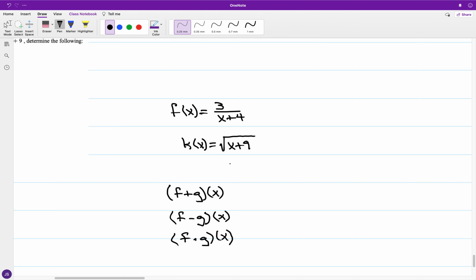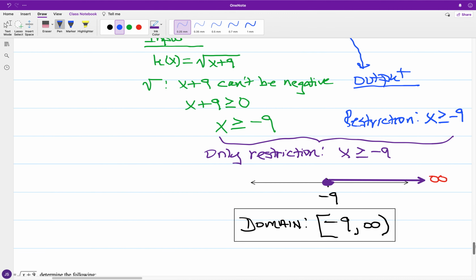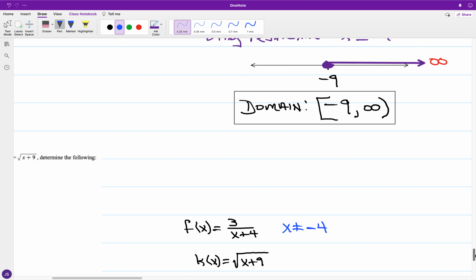Again, for f of x, we have 3 over x plus 4, so the denominator, x plus 4, cannot be 0. So we have x cannot be equal to negative 4. And again, just with k of x earlier, x plus 9 cannot be negative, and so we have x has to be greater than or equal to negative 9.